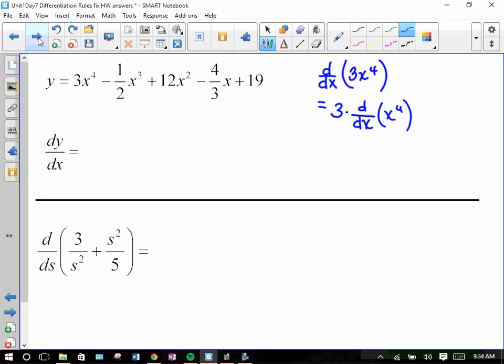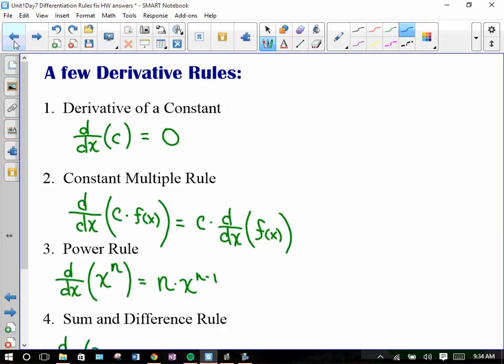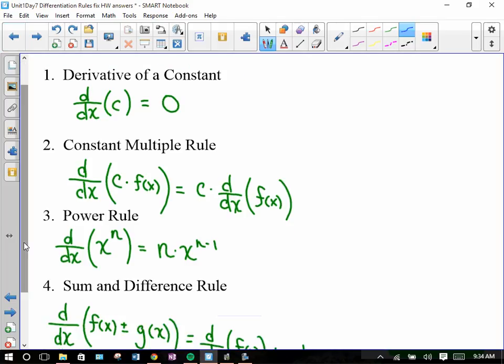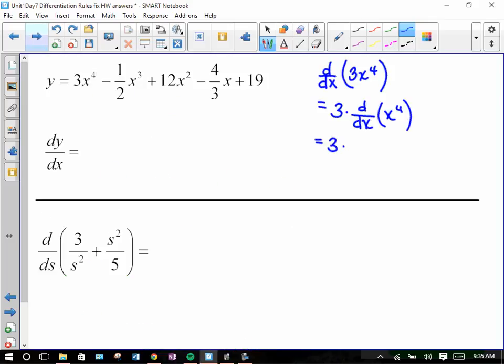Now, the power rule states that we take the derivative of x to the fourth. We're still going to have this 3 times. Now, here, you look back at the power rule: x to the fourth power is equal to 4 times x to the 4 minus 1 power, which will be the third power. Well, that's just equal to 3 times 4, which is 12x cubed. Now that's the long, in-depth process of why this derivative is equal to this.